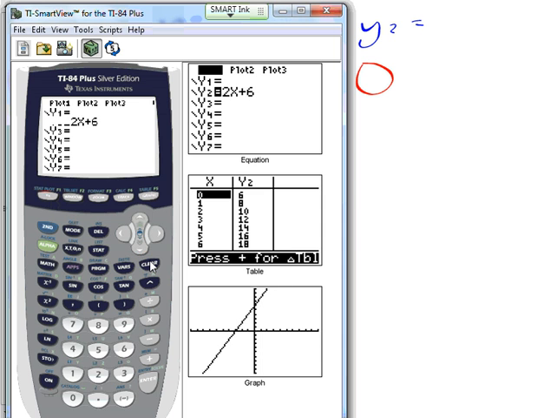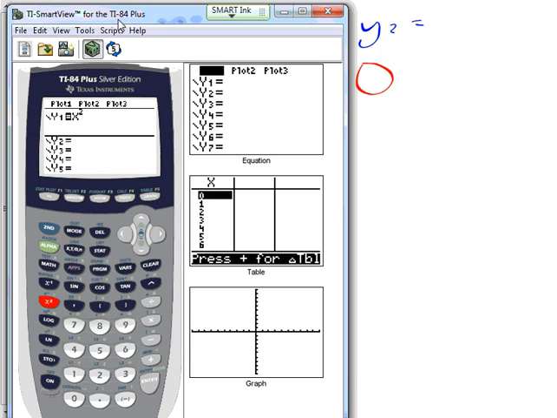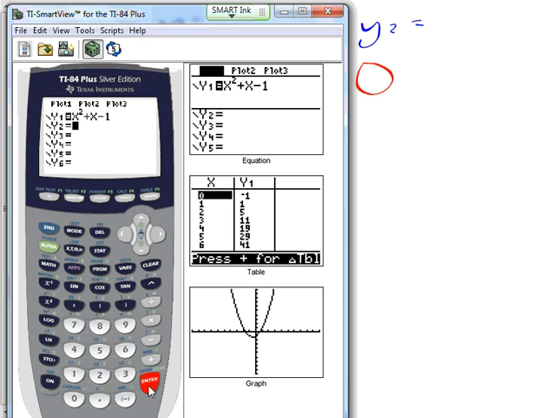Clearing my 2 equations. Probably don't have to do that, but it feels better to me. X squared plus x minus 1. Enter. And the other line was y equals 0.